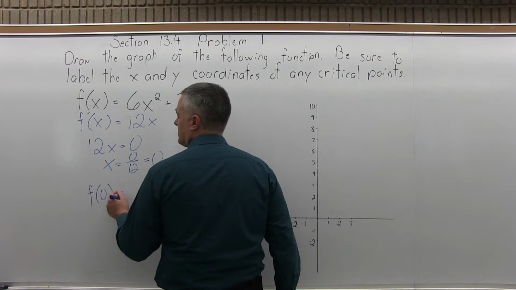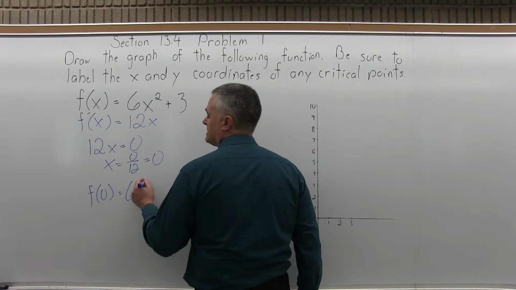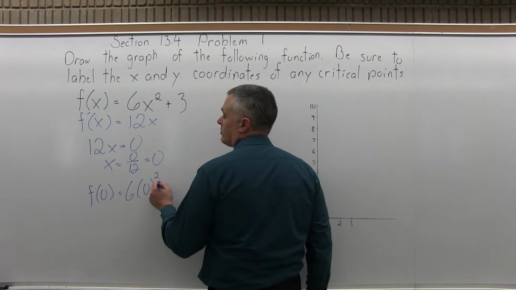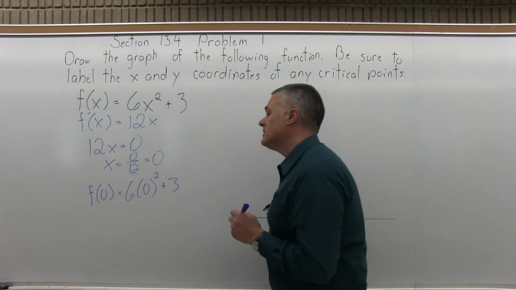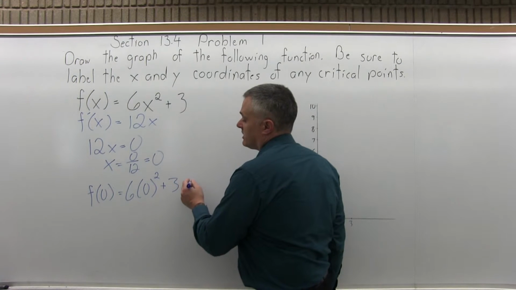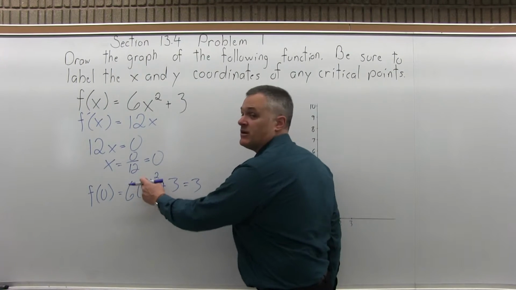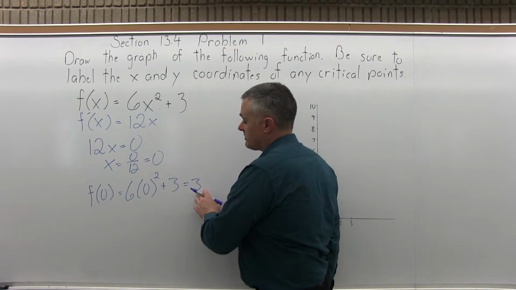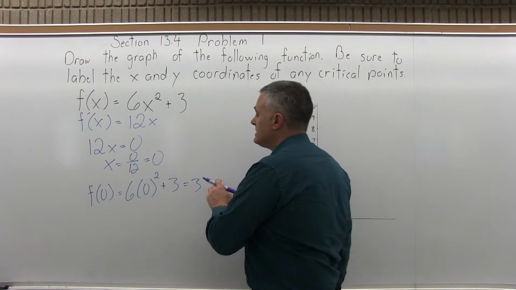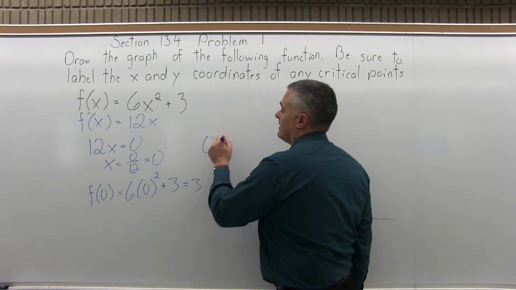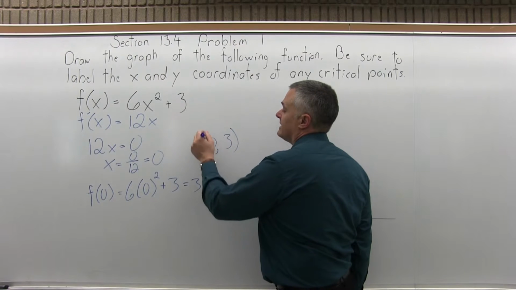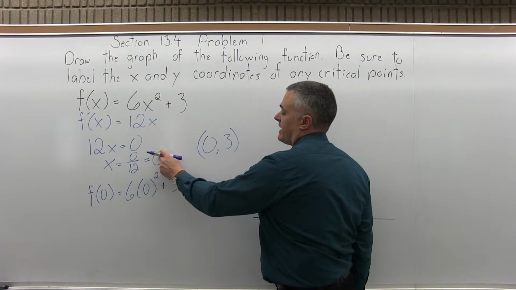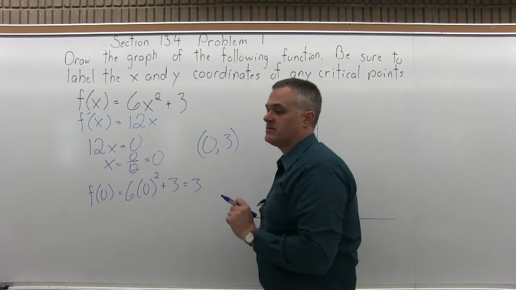So f of 0 equals 6 times 0 squared plus 3. And that's going to give me a 3. 0 squared is 0 times the 6 in front. I have 0 plus 3. I get an answer of 3. So this is telling me that I have a critical point at 0, 3. 0 for the x value, 3 for the y value.